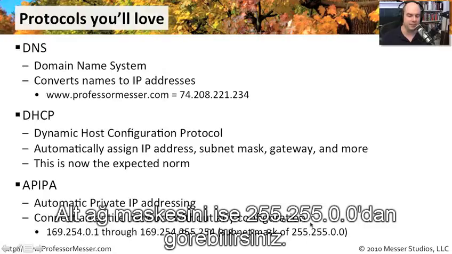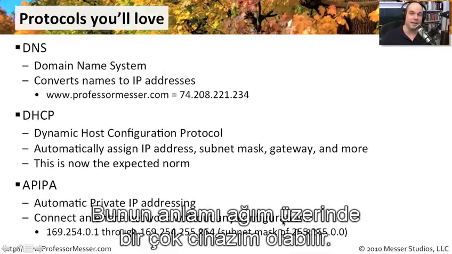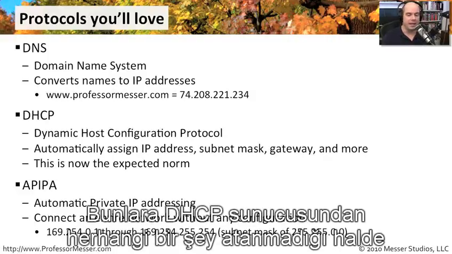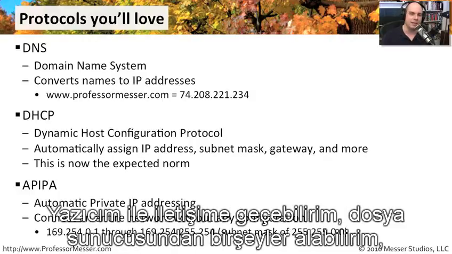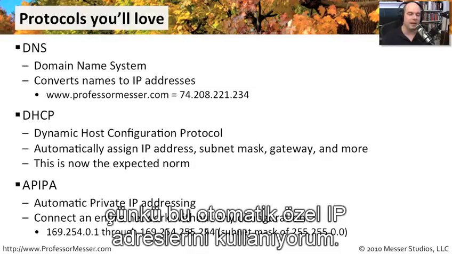You can see the subnet mask is 255.255.0.0, which means I can have a lot of devices on my network that have nothing assigned to them and no DHCP server, and yet I'm able to communicate just fine. I can talk to my printer. I can pull things from a file server because I'm using these automatic private IP addresses.